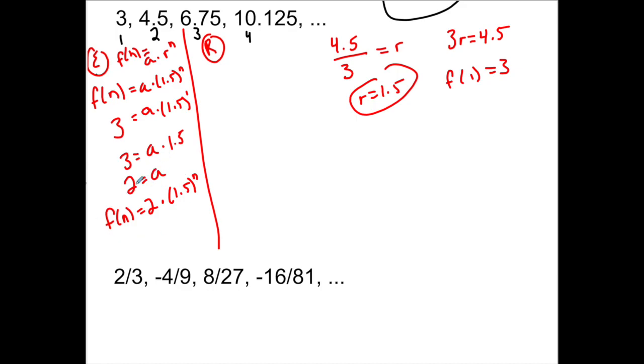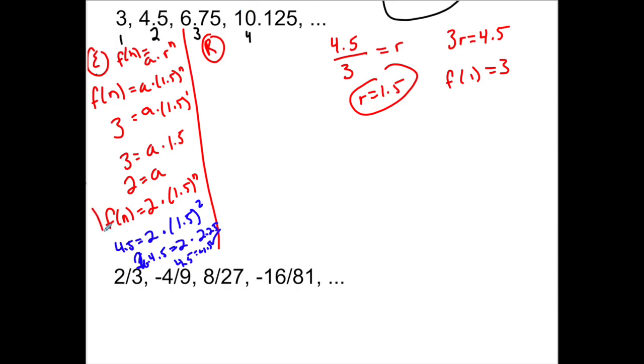Because now that a is 2, this will make sure that when you plug in 1, you get 3. Now, to check your work, if I plug in 2, what should I get? I should get 4.5. So 4.5 equals 2 times 1.5 to the 2. When I plug in 2, I should get 4.5. So 1.5 squared is equal to 2.25, and 2 times 2.25 is 4.5. So we know it checks.